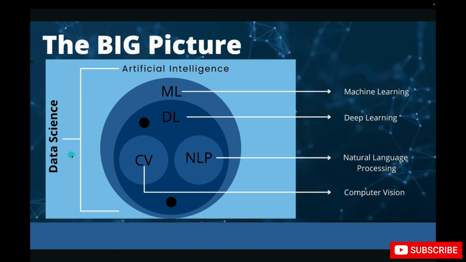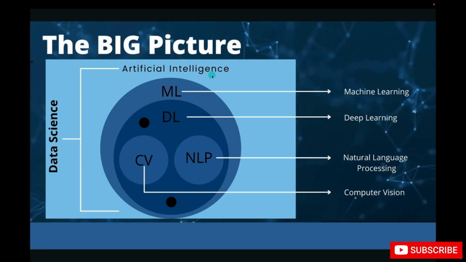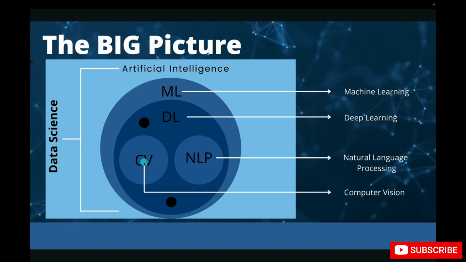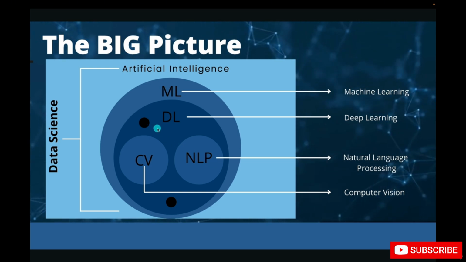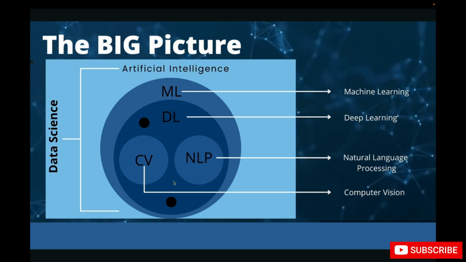So we got to understand that data science actually contains artificial intelligence, right? And inside artificial intelligence, we have machine learning, we have deep learning, then we have computer vision and natural language processing, as well as some other specializations that you can find when it comes to artificial intelligence.